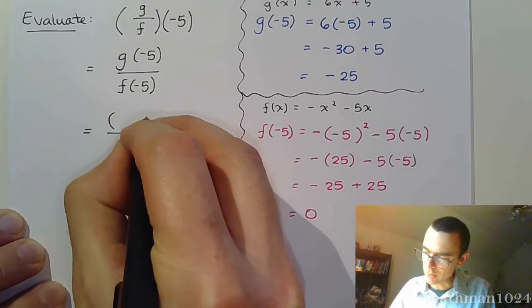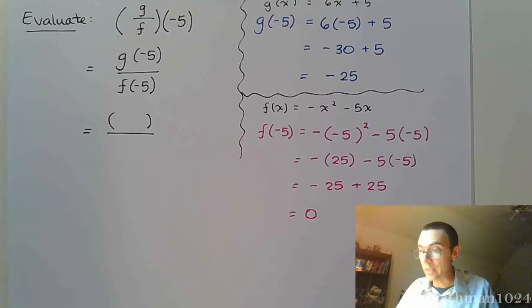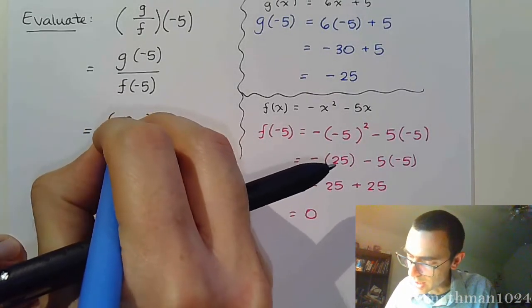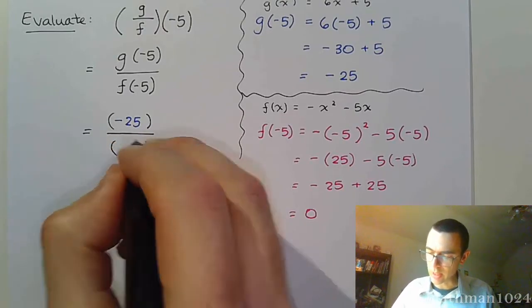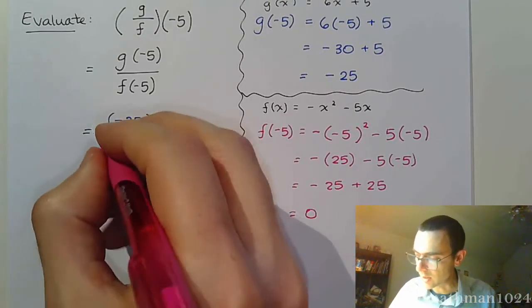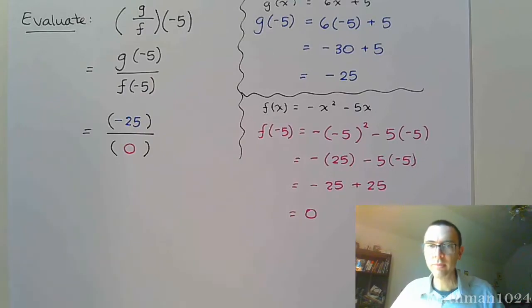In the numerator, I don't really need the parentheses here, we get negative 25. In the denominator, it's parentheses, and f of negative 5 is 0. So we have negative 25 divided by 0, and you guys know what the answer is, right? What happens when you divide by 0?